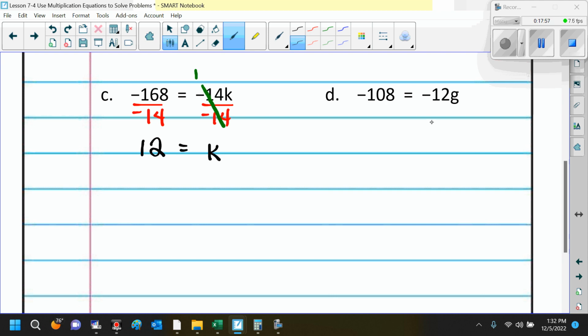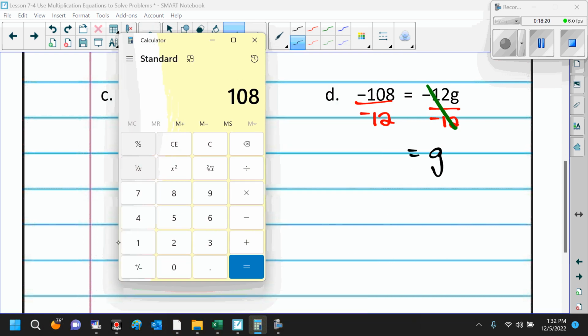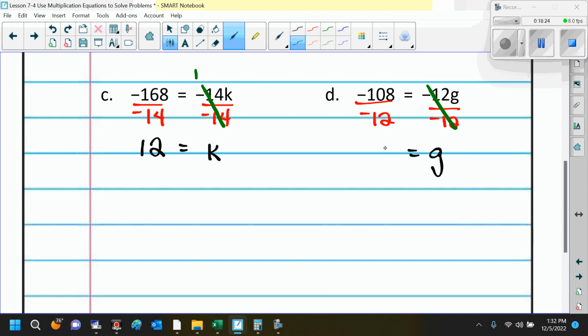Is everybody clear? And then on this side, what am I going to divide by to get the g by itself? This one we will divide by a negative 12. Negative divided by a negative is a positive. So this is going to be g is equal to, and then we've got 108 divided by 12, which gives us 9.